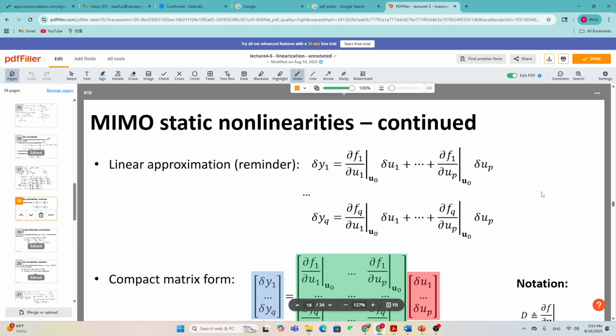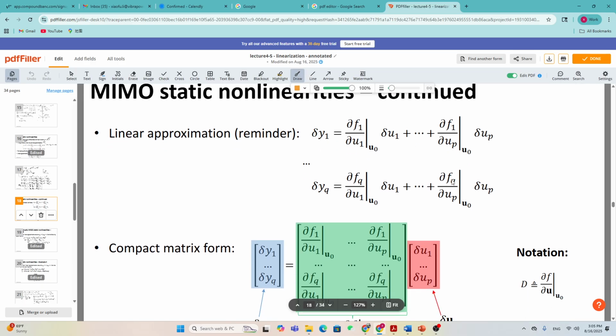Okay, from what we have left last time, let's have a quick recap. Last time we mentioned multi-input, multi-output static nonlinearities. When I mention static, that means you don't have dynamical state variables here. You don't have active states x in your system. So your output function y is only a function of input u, not a function of state variable x. That's why you say y1 is a function of u.